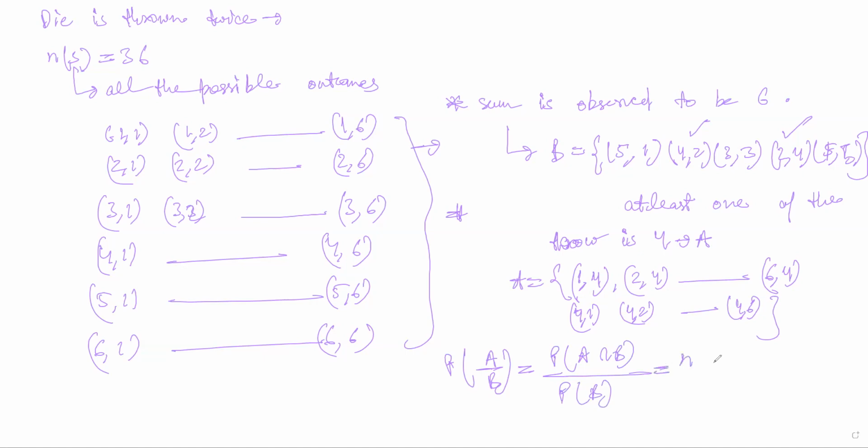or we can also write this as the number of elements in A intersection B divided by the number of elements in B. The number of elements in A intersection B is 2, that is 4 2 and 2 4, and the number of elements in B is 5. Hence the probability is 2 by 5, basically a 40% chance. If you calculate it, it would be 0.4. If you multiply it with 100, you'll get 40, right? So there is a 40% chance that if you observe that the two dice have a sum of 6, then at least one of them will contain 4.